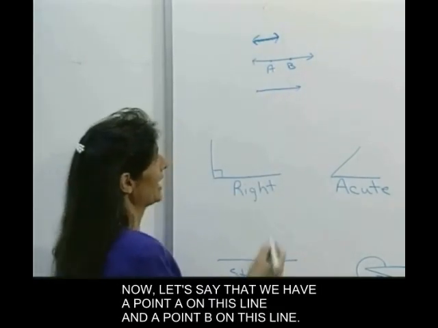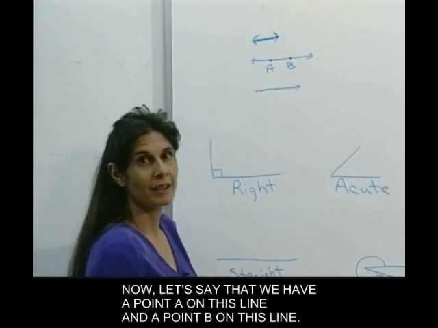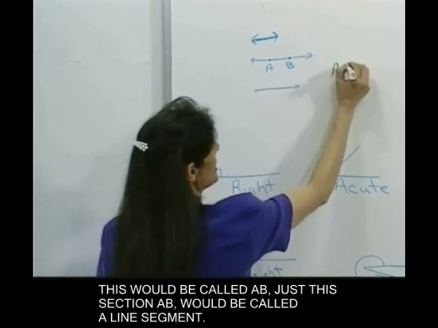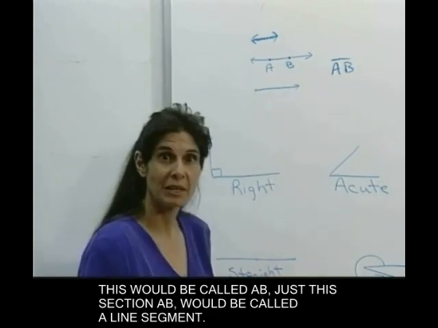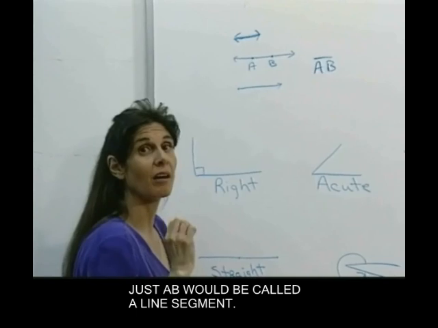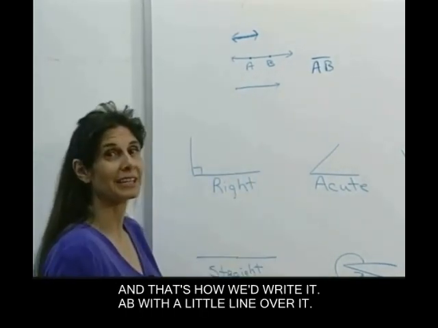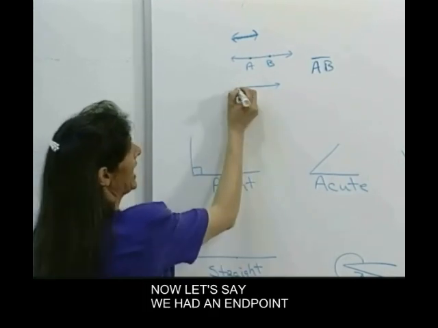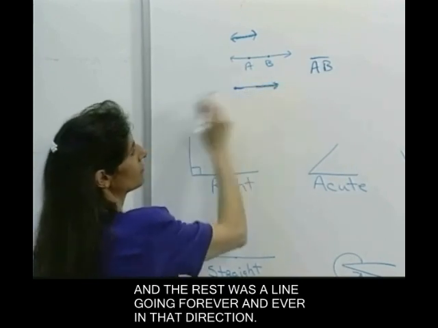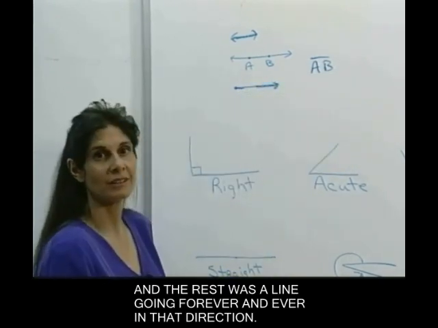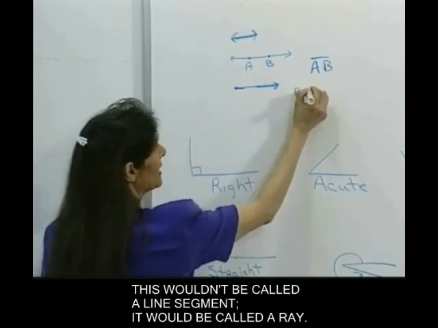Now, let's say that we have a point A on this line and a point B on this line. This would be called AB. Just this section, AB, would be called a line segment, and that's how we'd write it, AB with a little line over it. Now, let's say we had an end point, and the rest was a line going forever and ever in that direction. This wouldn't be called a line segment, it would be called a ray.